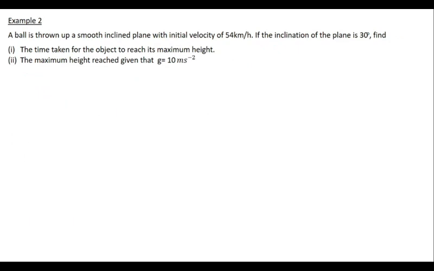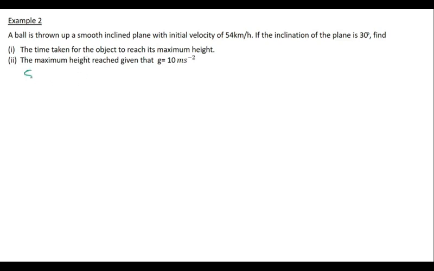Let's have a look at another example. Example number 2. A ball is thrown up a smooth inclined plane with initial velocity of 54 kilometers per hour. If the inclination of the plane is 30 degrees, find I, the time taken for the object to reach its maximum height, and II, the maximum height reached, given that gravity is equal to 10 meters per second squared.